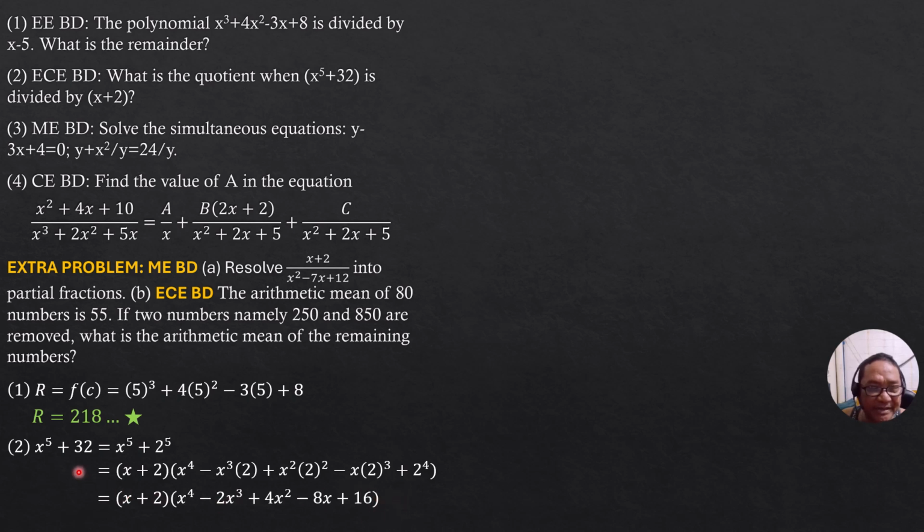Therefore, when x to the fifth plus 32 is divided by x plus 2, the quotient is x to the fourth minus 2x cubed plus 4x squared minus 8x plus 16. So that's the answer to this problem. I hope that you were able to verify this.